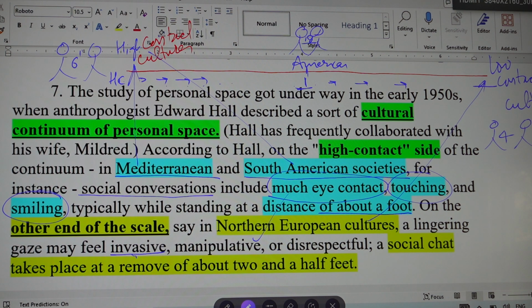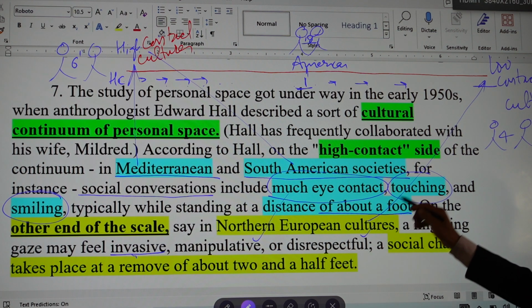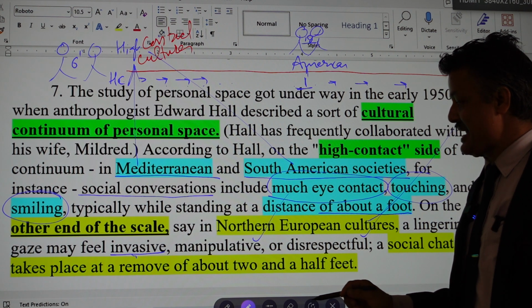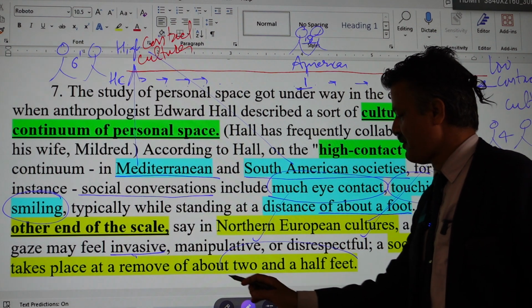So Americans won't keep a lingering gaze at someone. And if you linger in their eyes, they will call the police. You are in an elevator, lift, and you look continuously in the eyes, then they might call the police. Because they will think you are not a normal fellow. Right? Manipulative and disrespectful. Social chat takes place at a remove of 2.5 feet.